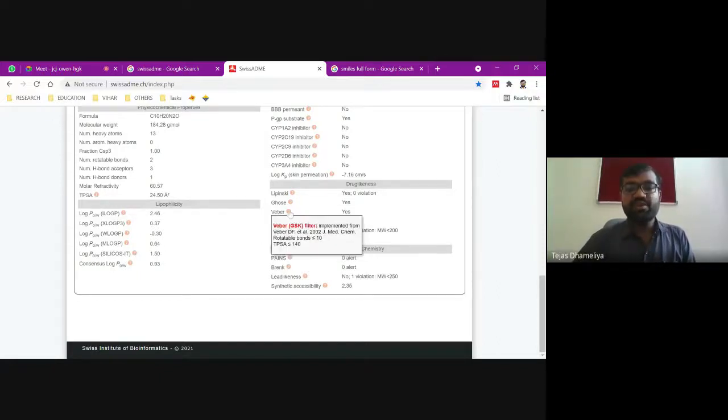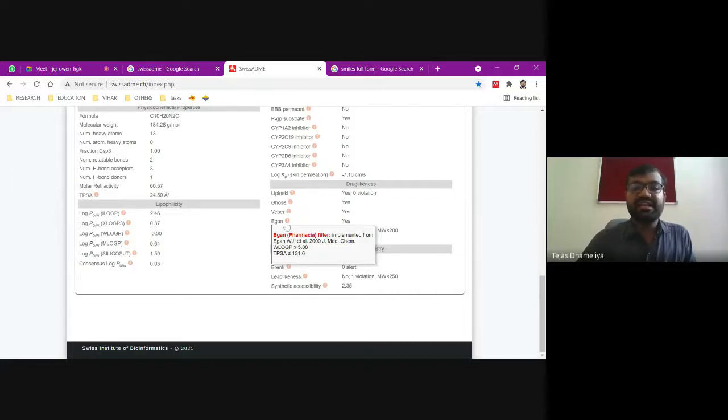Then Veber's rule, Veber's filter, which is from the GSK filter, GlaxoSmithKline. So you may be working in GSK. Lipinski was working at Pfizer, so that's why it is called the Pfizer filter. So Veber was working in GSK, so it is published in a J Med Chem 2002 paper, right? So it considers only rotatable bonds and topological polar surface area. Egan's rule, basically WLOGP and topological polar surface area, only two are considered.